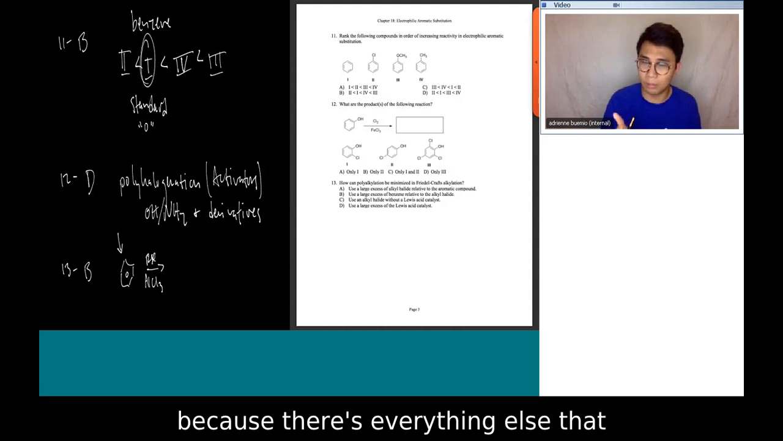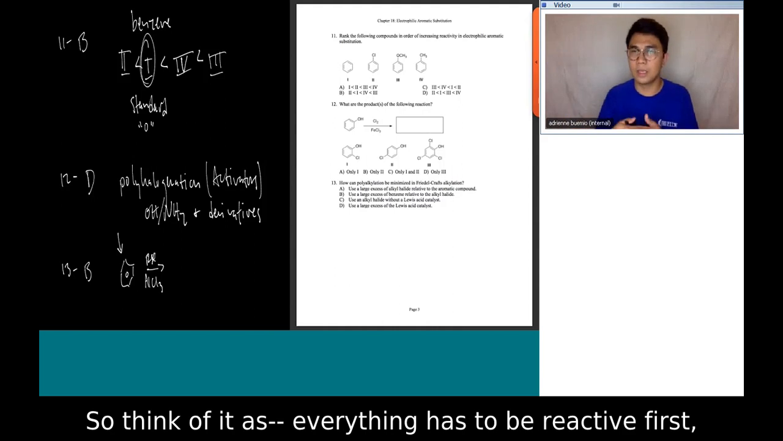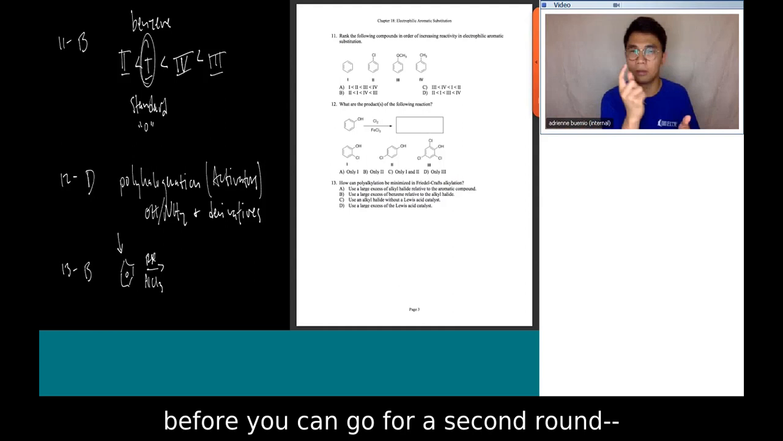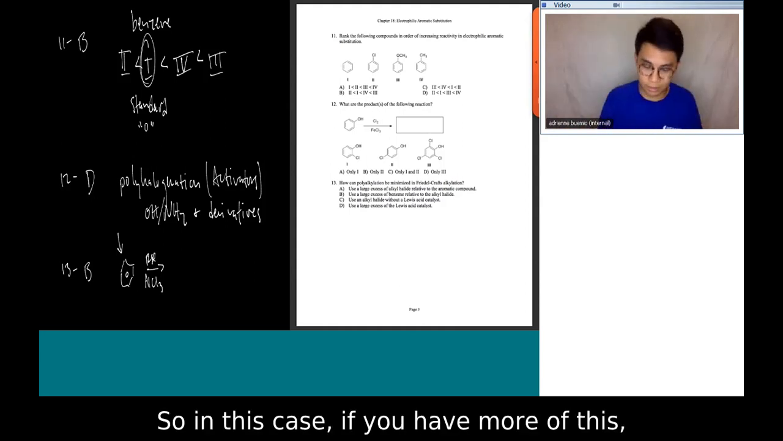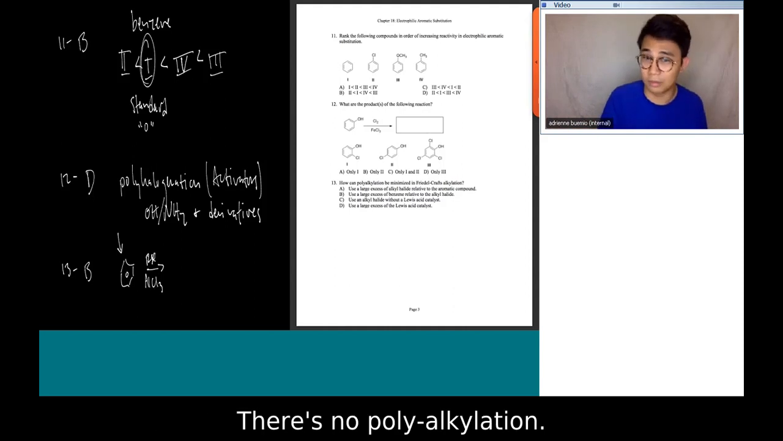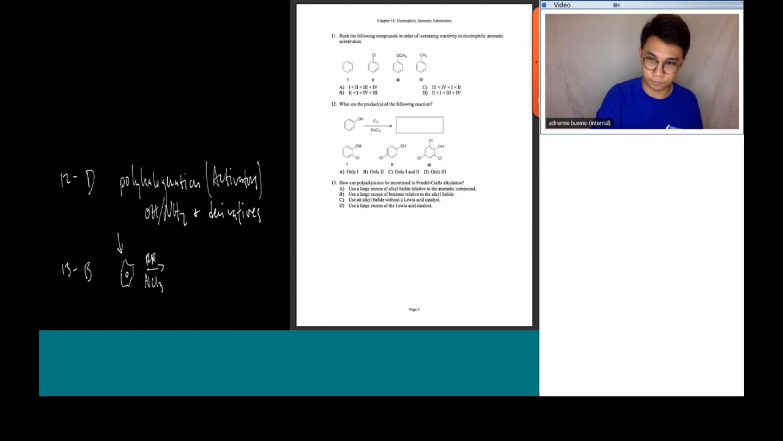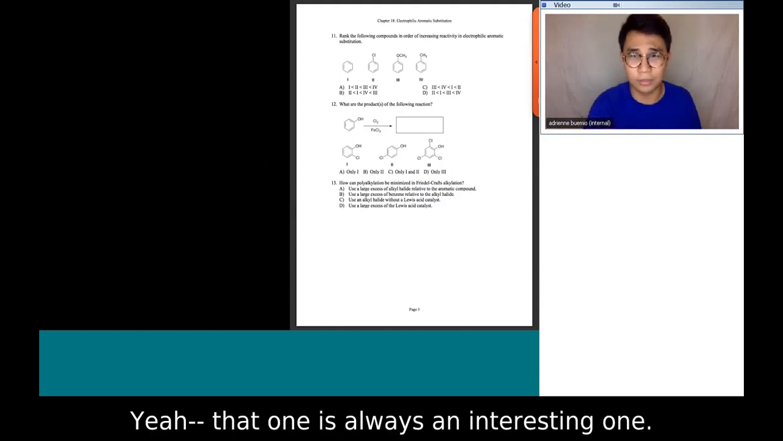alkylate one thing, because there's everything else that needs to be alkylated first, right? So think of it as everything has to be reacted first before you can go for a second round. In this case, if you have more of this, there's no second rounds. There's no polys, right? Polyalkylation. Okay, that one is always an interesting one.